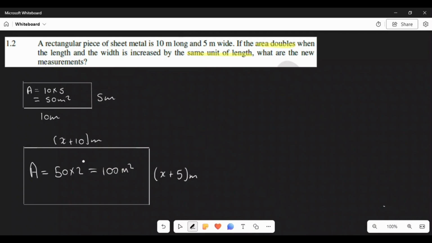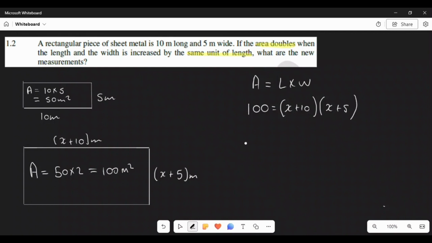So all right, let's try to solve this one. So we know the formula of an area. The formula of an area is equal to length multiplied by the width in this case, right? Let's start here. What is our area? Our area is 100 when it's doubled, guys, right? And then what is our length? Our length is x plus 10, right? What is our width? Our width is x plus 5.